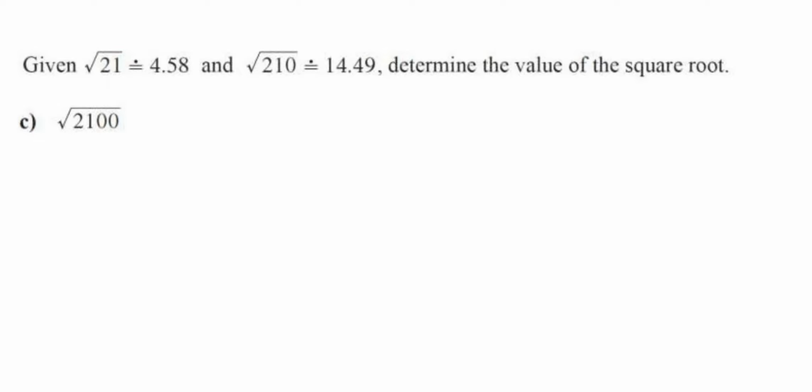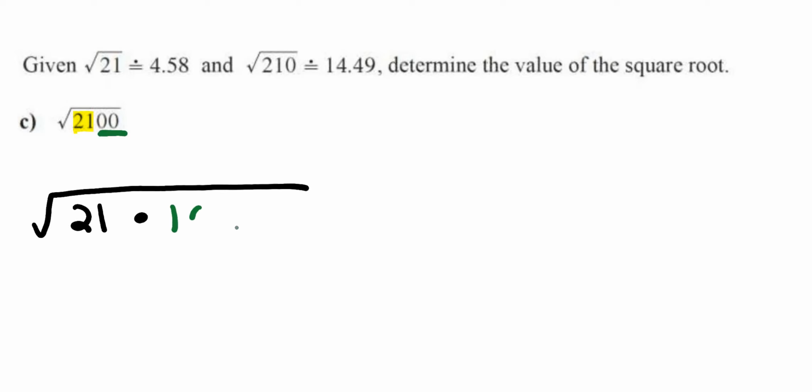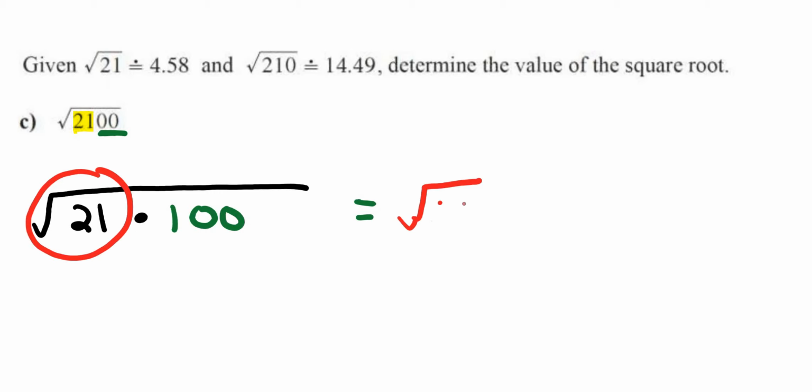I want to take the square root of some of these bigger numbers here. I see 21 there, so let's rewrite this as 21 times, and then I have 2 zeros there, so that's going to be 100. So 21 times 100 is 2,100. Then I can break this up into individual square roots, so that's going to be the square root of 21 times the square root of 100.